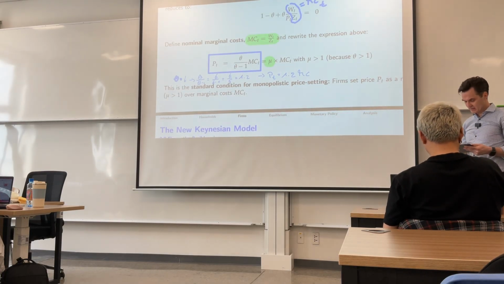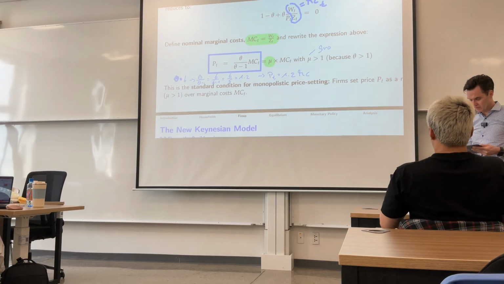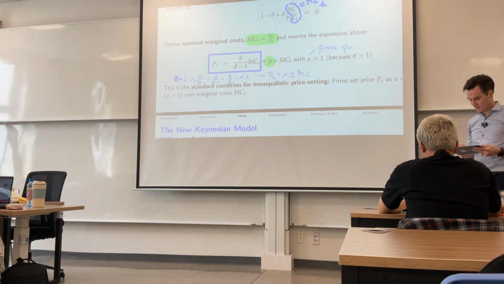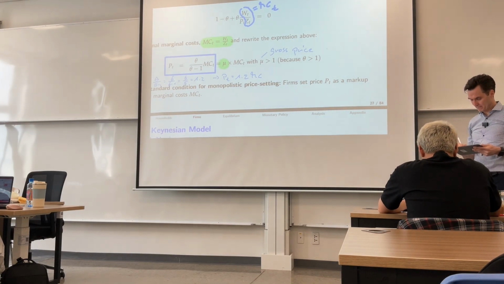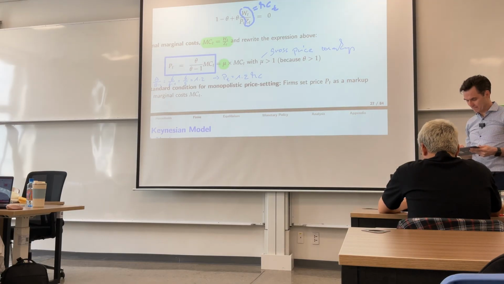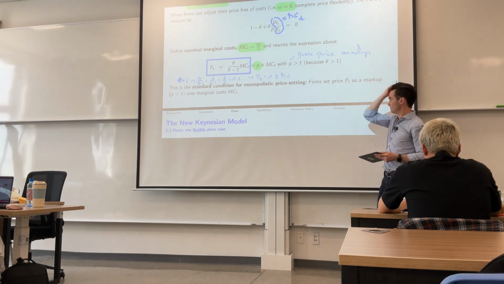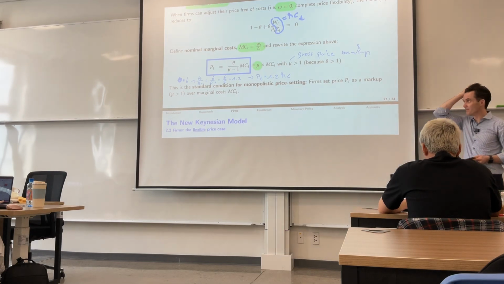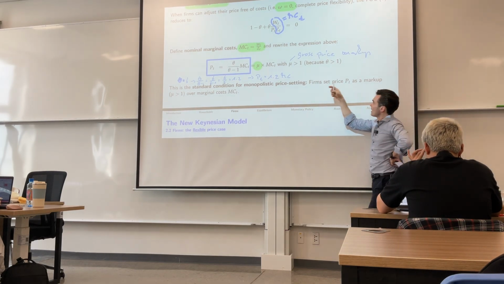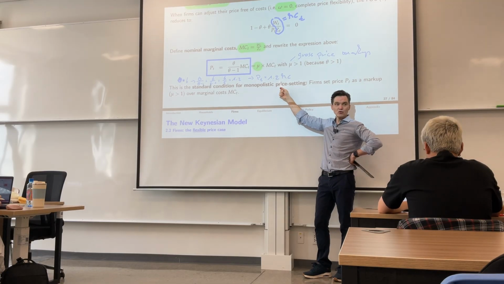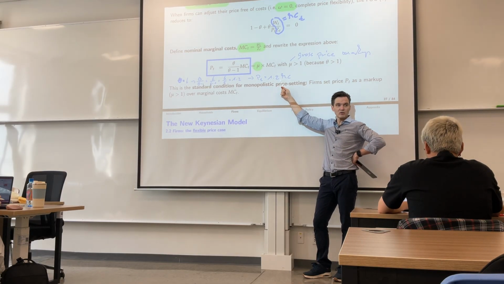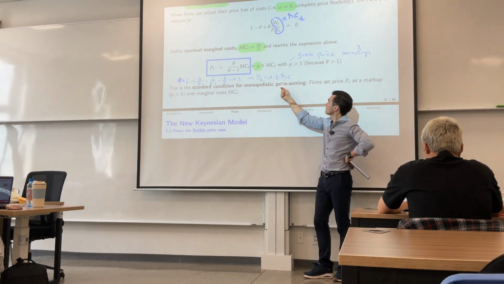So let's write this down. So this is the gross price markup. Now, you notice that the gross markup is 1.2, the net markup, of course, is 20%, right? The net markup that the firm has then is 20%.